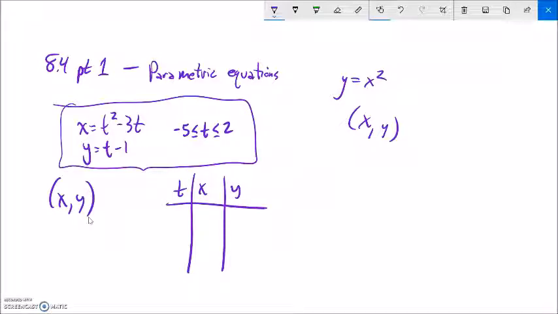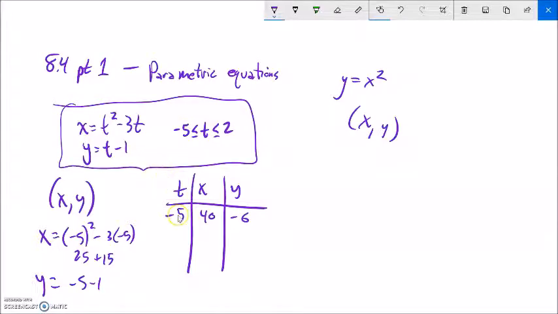So if t is negative 5, I can take that negative 5 and plug it in here. So x would equal negative 5 squared minus 3 times negative 5, which is 25 plus 15, so 40. And y would be, well, t is negative 5, so negative 5 minus 1 is negative 6. So when t is negative 5, x is 40, y is negative 6. We have this point, (40, negative 6), that happens when t is negative 5.